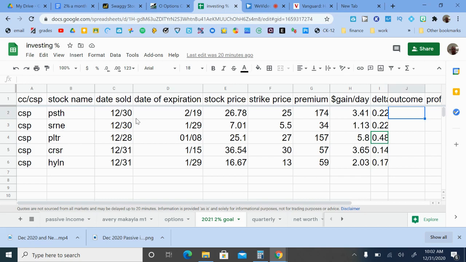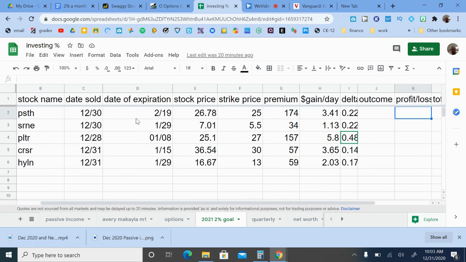Outcome will say buy to close at a certain price. Let's say PSTH, I made a good amount of premium. Let's say I could buy it back for $40 in a week or so. I'm going to buy to close at that point. So I'd write B to C 40. And then these will be a debit compared to what the premiums were. Here's my profit and loss on the individual trade.